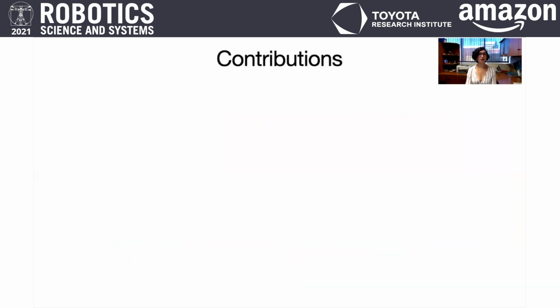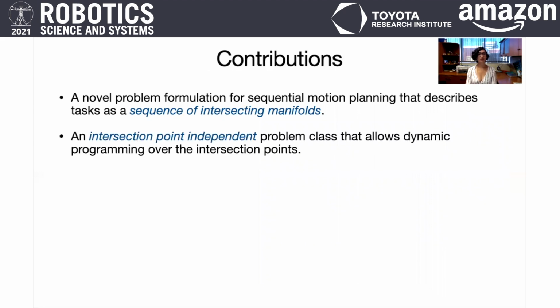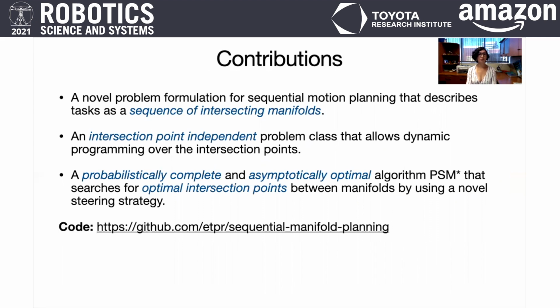In this work, we present 3 main contributions. First, a novel problem formulation for this problem using sequences of intersecting manifolds. Second, the intersection point independent problem class. And third, the probabilistically complete and asymptotically optimal algorithm PSM-star that solves this problem using a novel steering strategy. Our code can be found on GitHub.